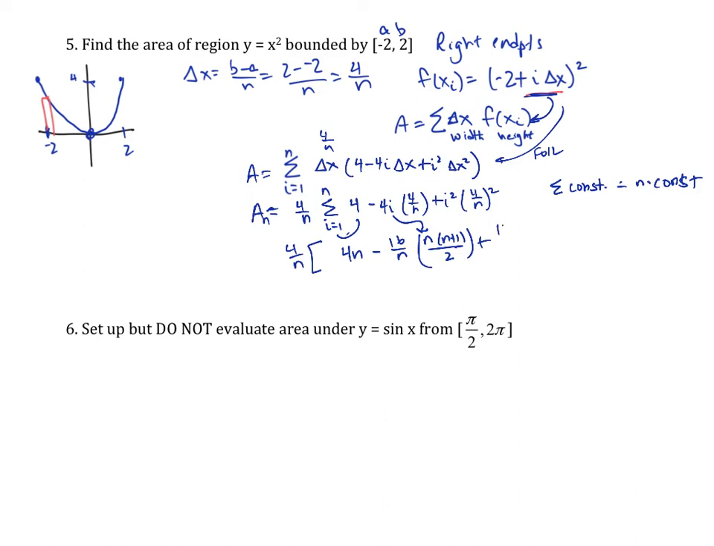Plus, over here this is 16 over n squared, and the summation of i squared ends up being n times n plus 1 times 2n plus 1 all over 6. So that's those summations. So then let's see if we can continue working this out. The limit is what I need as n goes to infinity of this area. Now over here you'll see that these reduce, right? And the limit will just be 16.